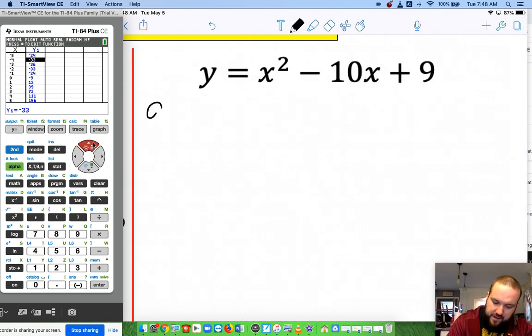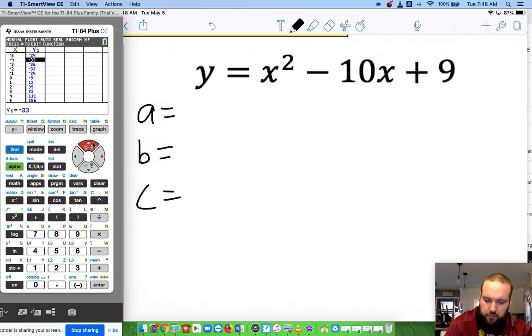Here's the first example we have today of when a value is missing. Remember, if there's just an x squared, there has to be some number associated with that, and so that's going to be a 1. So my a value is 1, my b value is negative 10, and my c value is 9.